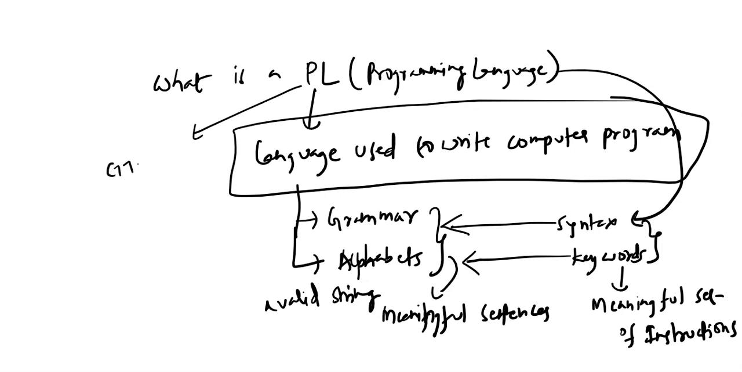Mostly C++, Java, C sharp, these are the common languages we use to write our programs. Basically they follow the imperative style of programming, so they follow the imperative paradigm of programming.